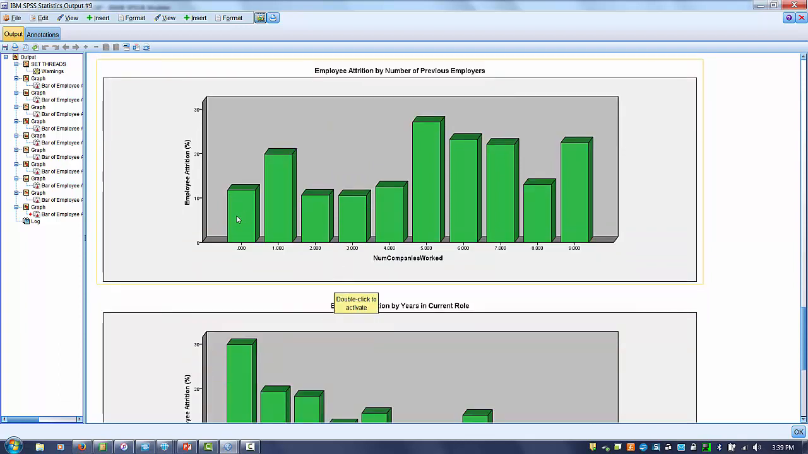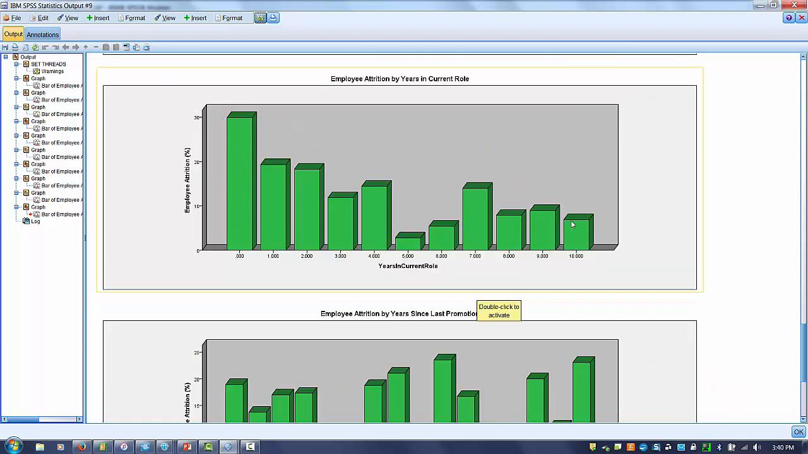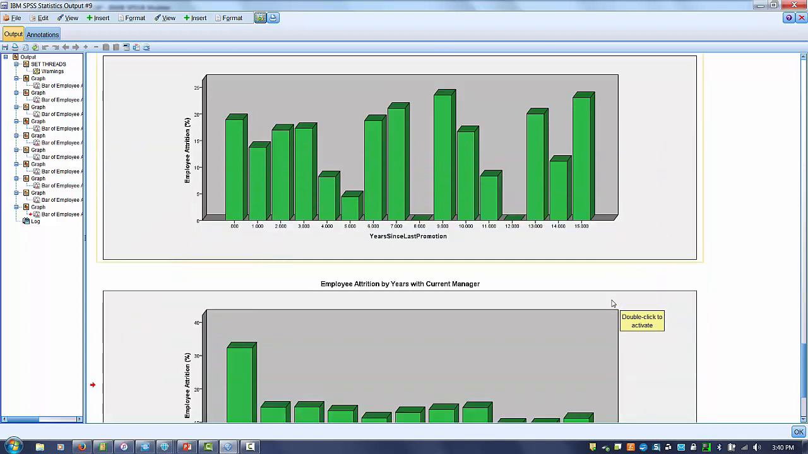This is interesting. The number of previous employers: people that have had 5, 6, 7, 8, or 9 employers are much more likely to attrit than those who have less than 5. It's kind of interesting. Makes sense. The longer they've been in the current role, the less likely they are to attrit. And I guess that means they're happy and satisfied with their current job.